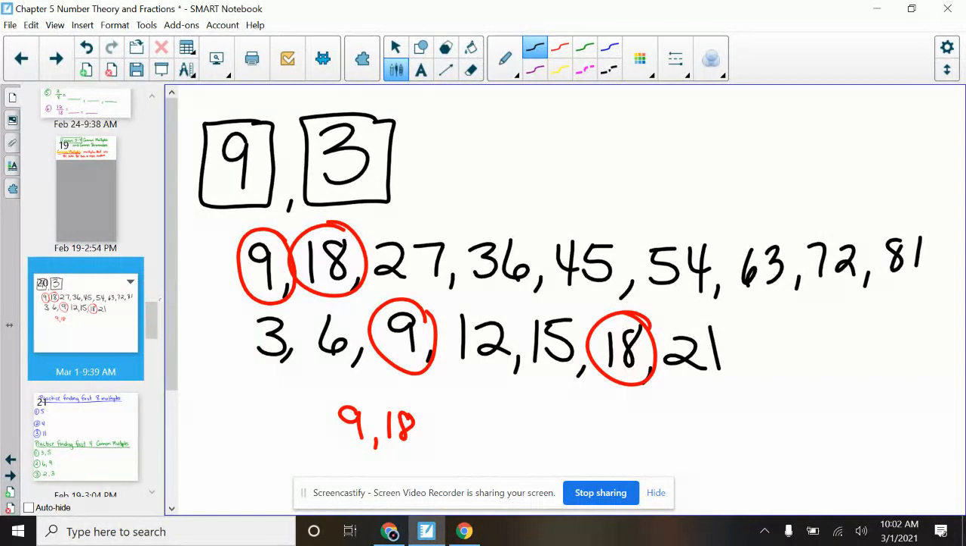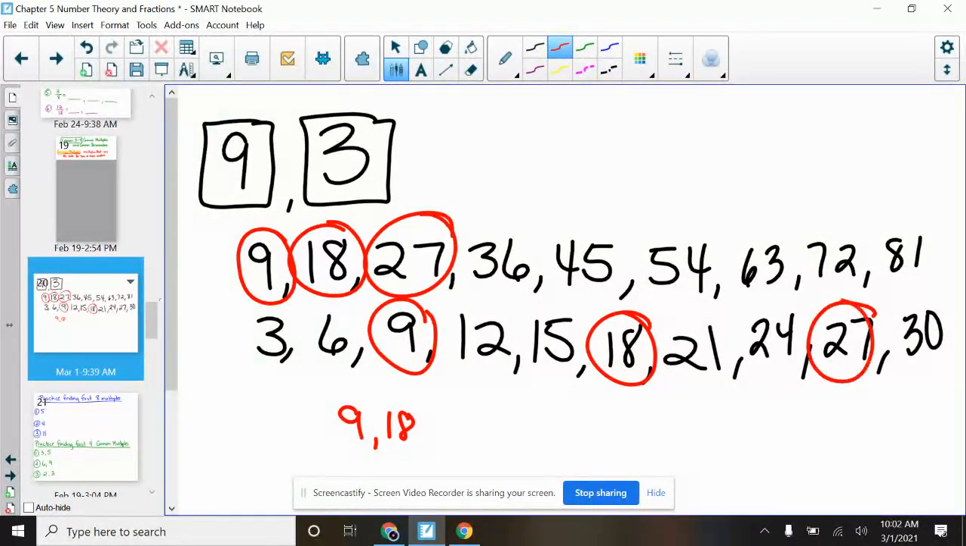Okay, let's add some more to my 3s. Let's see, what comes after 21? 24. 27. Did I find one? I found another one. Okay, here's another one. 27 is another one they have in common. And I would technically have to keep going to find the 4th one. What's the 4th one? It's 36.